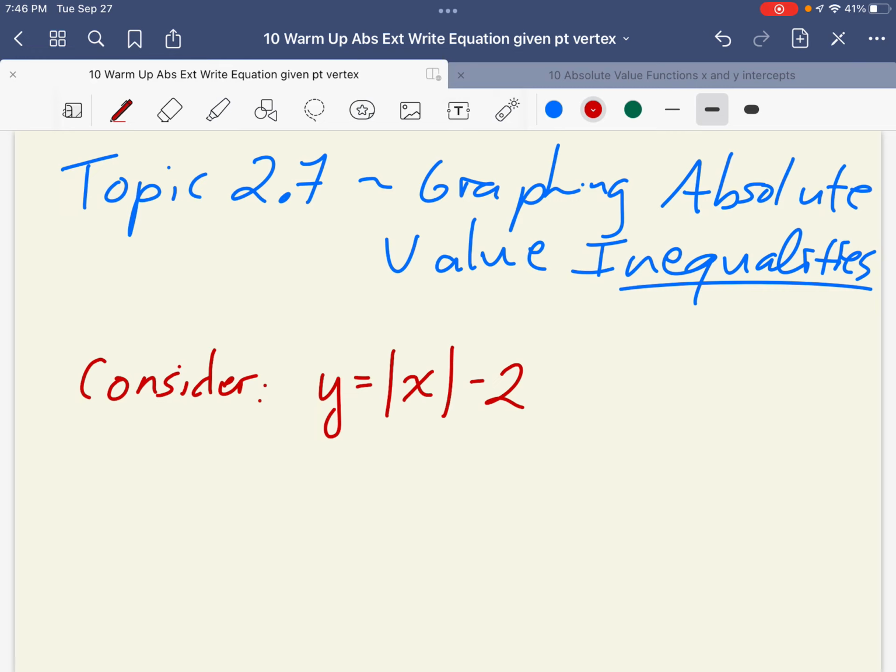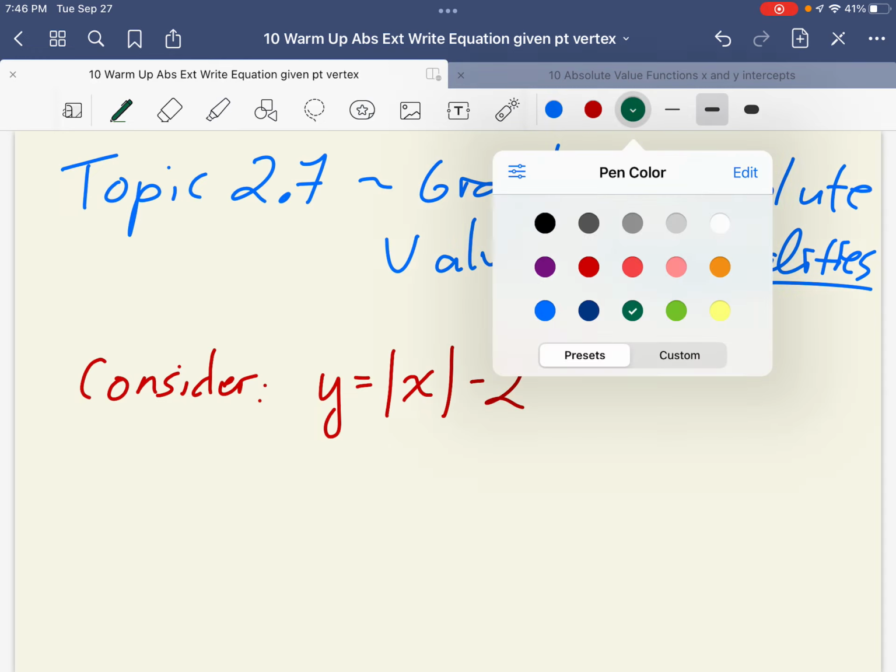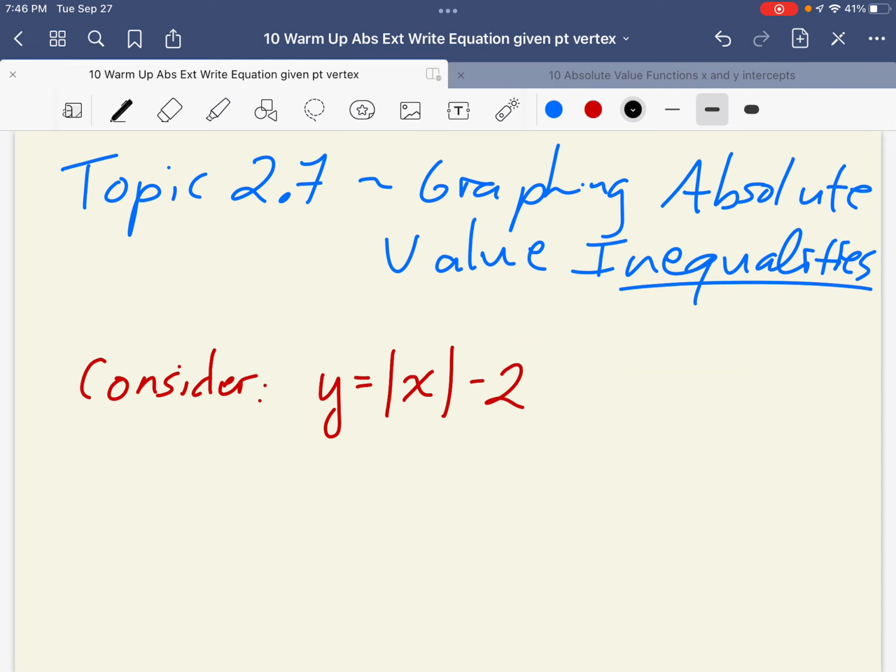Well, the hope is that from the last few days you're saying, hey, I got this. All I have to do is think about some basic shifting and a vertex, and we should be able to have a graph. Now, do you remember the shifting rules? If you have a minus 2 out here, that's going to shift the vertex down 2. And so I can very easily and quickly graph 0, negative 2.